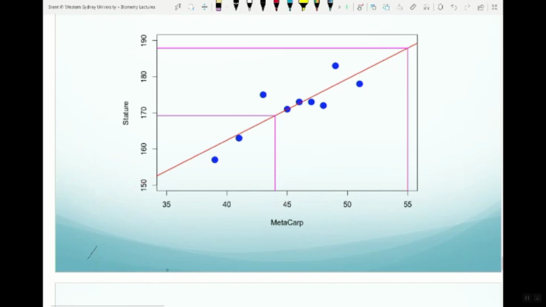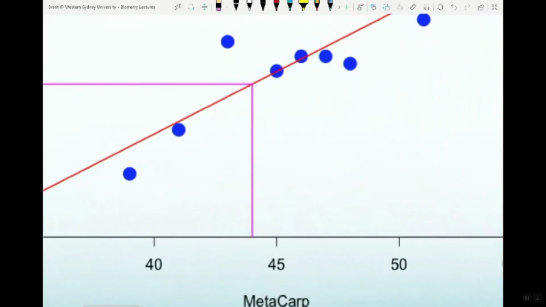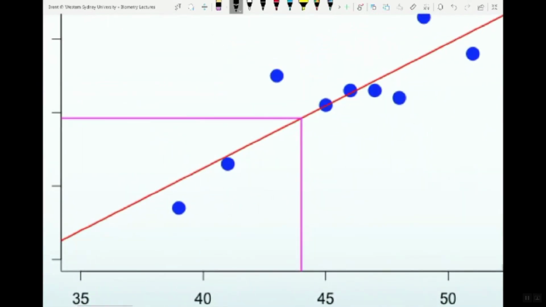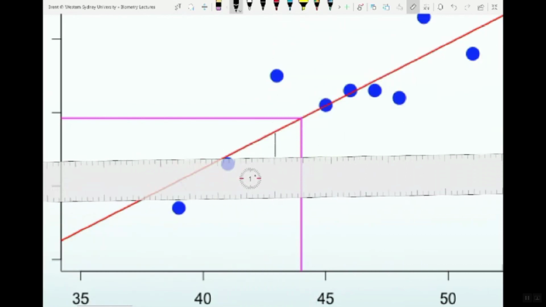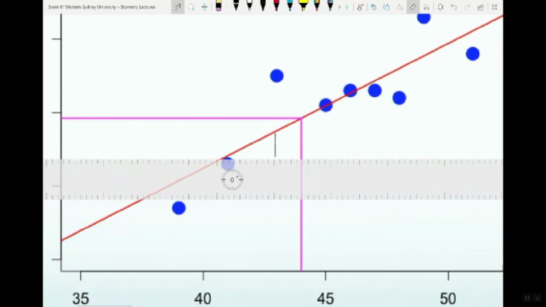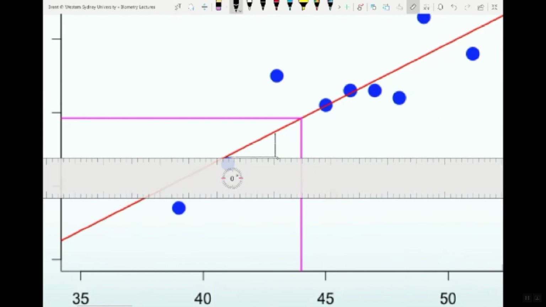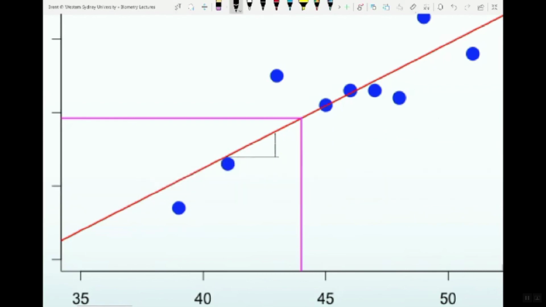The slope is 1.7. So if you dial in at any point on this line and worked out the rise over the run, say take a point here and a second point there, what would be the rise over the run? It means that if I were to increase 1 millimeter in metacarpal length, I'd expect a 1.7 centimeter increase in stature. Okay, that's all it is. That's the gradient, that's the slope of the line.